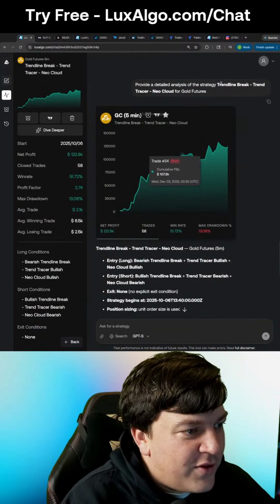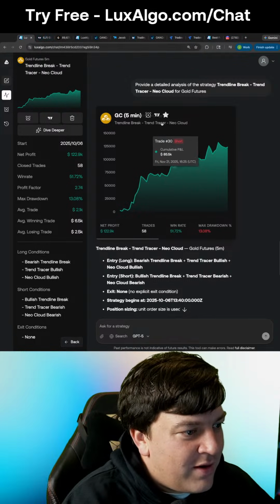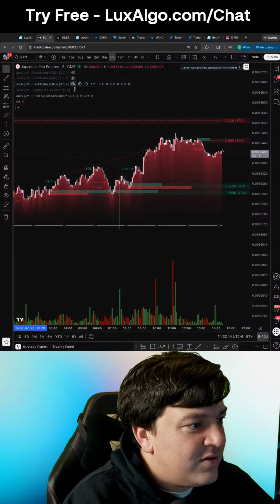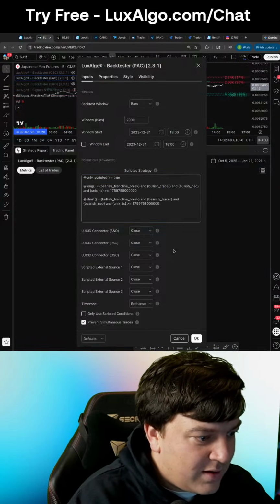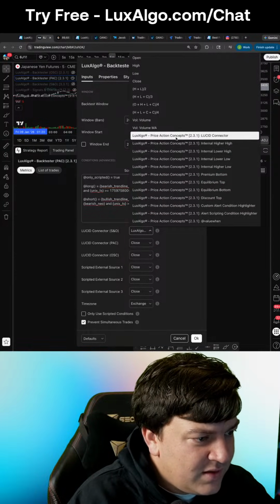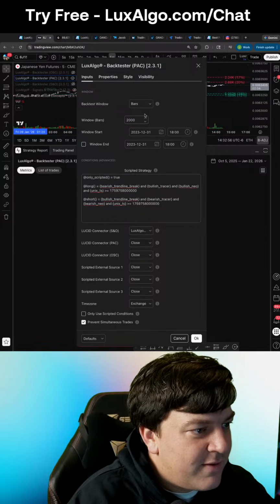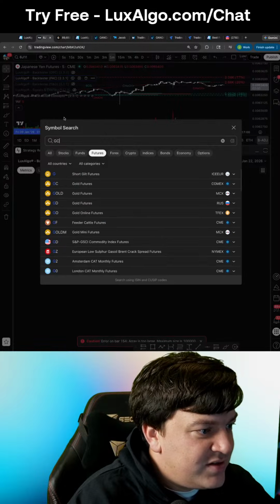For further understanding of the strategy, like we said already, you can bring it into TradingView. This one uses the PAC and the signals and overlays. So this is the PAC toolkit. Let me just bring this over real quick. And these signals and overlays. That was the wrong one. Lucid connector. And then what we're going to do is go 5 minutes. Let's go to GC.